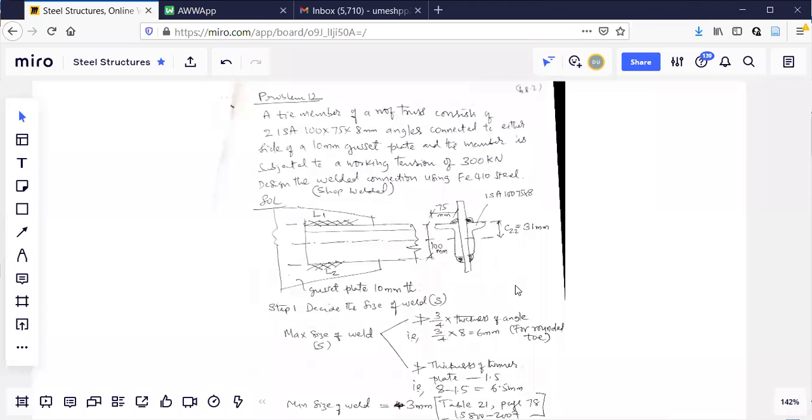So this is one full-fledged problem here. Try to read and understand what is there in the problem first. A tie member means it is a tension member. A tie member of a roof truss consists of two ISA, two angle sections. See, these two angle sections are there side by side of size 100 into 75 into 8.